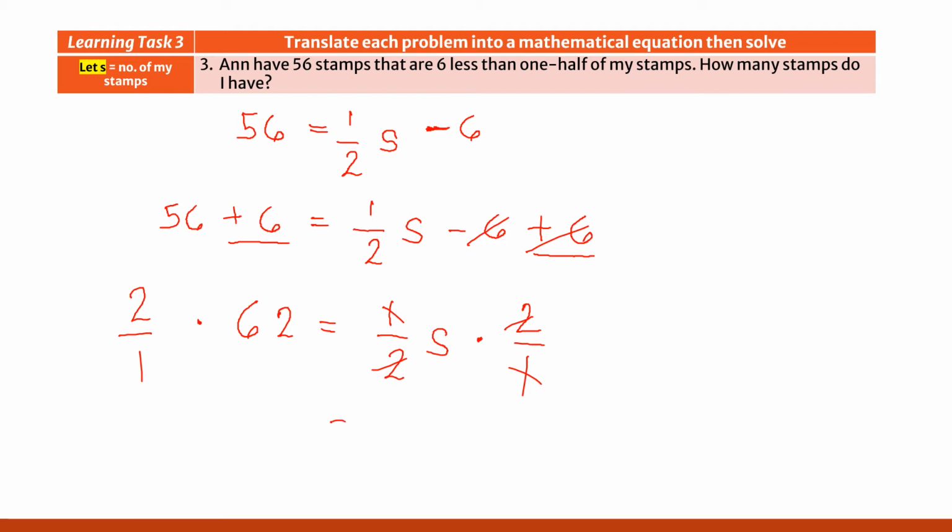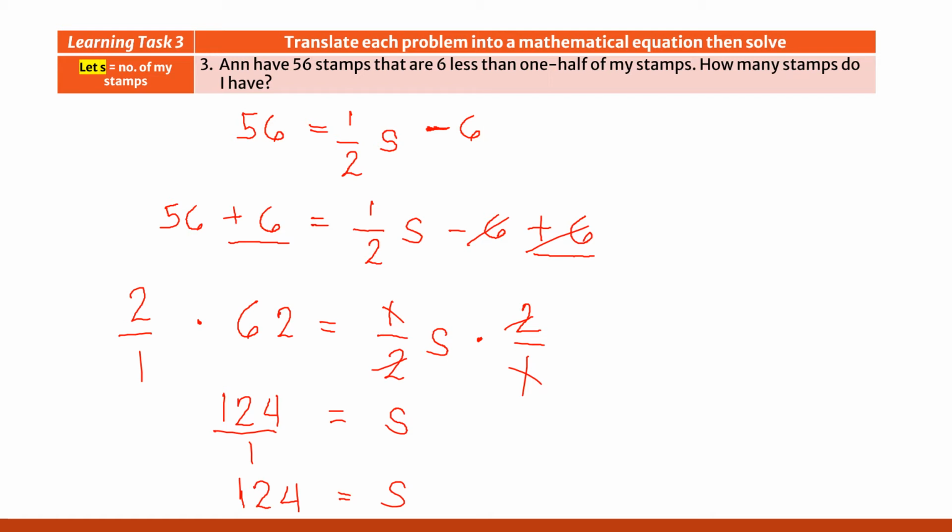Ano ang natira sa ating right-hand side? Siyempre pa yung S, which is the number of my stamps. And since 1 lang naman yung denominator sa kaliwa, so walang problema. Simply multiply 2 and 62. So, what is 2 times 62? Of course, the answer is 124. Okay? And 124 over 1, di ba? Kasi nagkataon, may 1 sa ilalim, is simply 124. Ibig sabihin, ito yung number of my stamps.